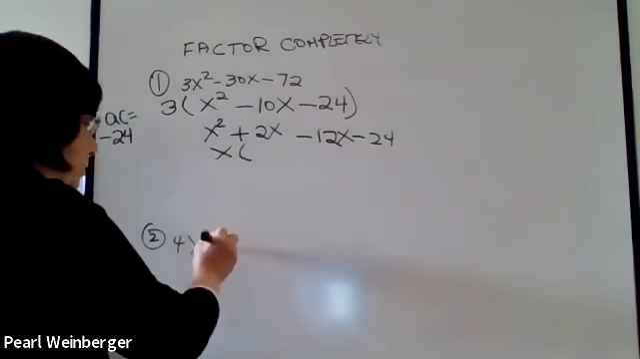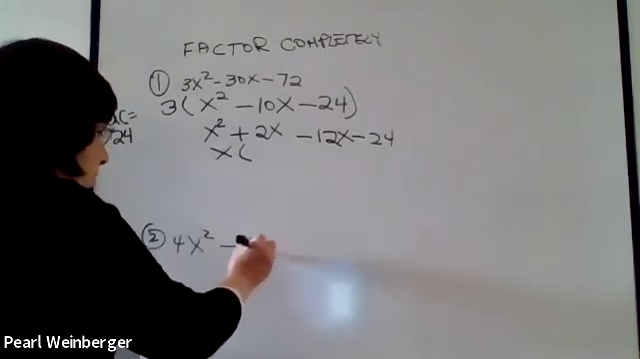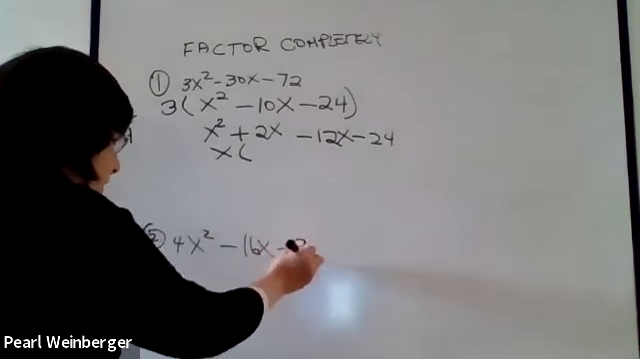What was it? 4x squared minus 16x minus 9. Was that what that was, right?